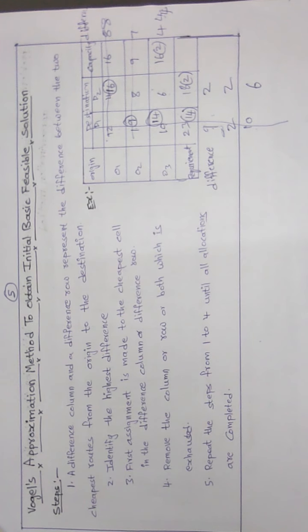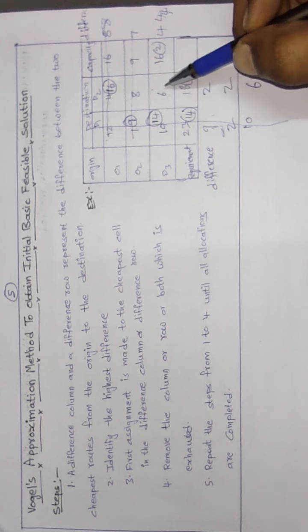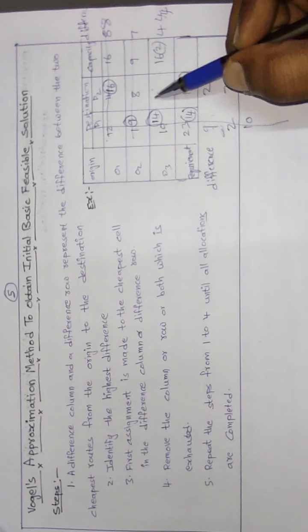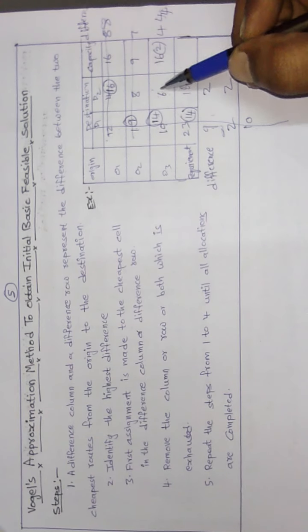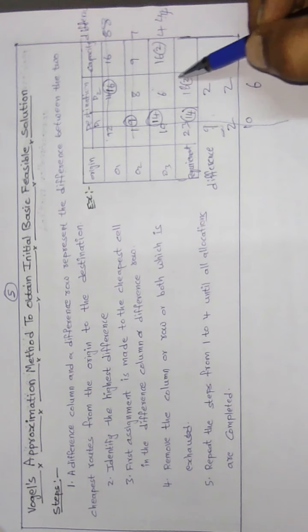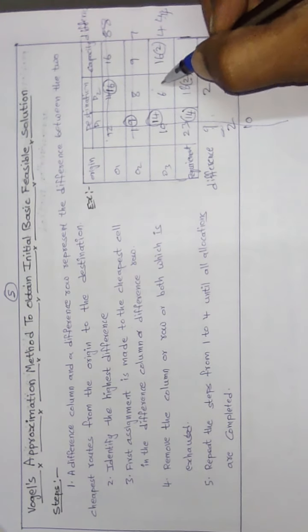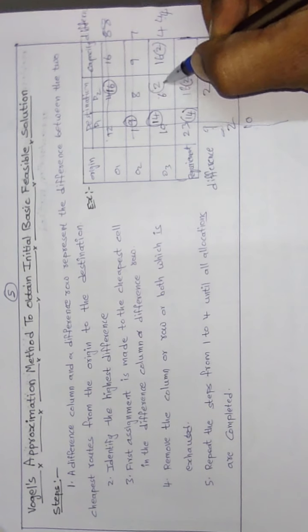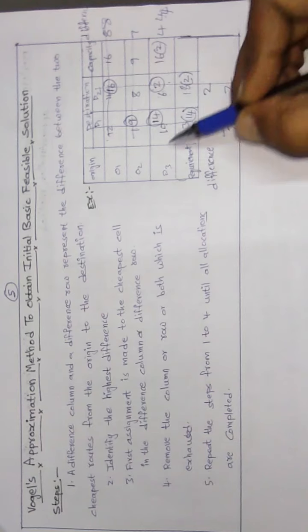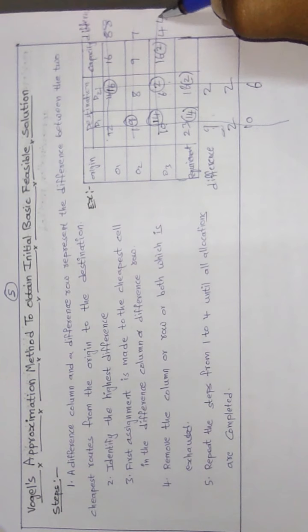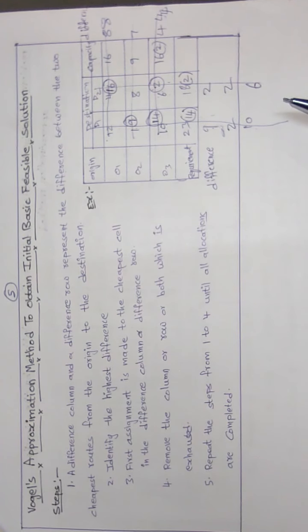Now we are having only one cell, that is O3 D2. Now we have to fill this cell. So what is the capacity of this cell? 2. What is the requirement of this cell? 2. That means we have to fill this with 2. Now this is also exhausted, and this also can be eliminated. Now all the cells are completely allocated.